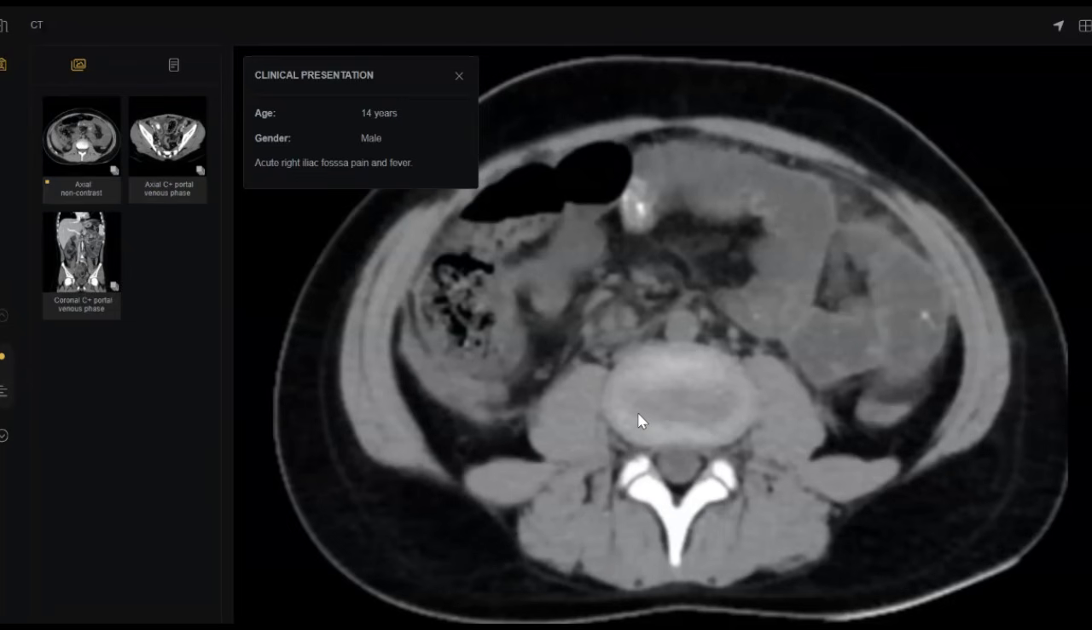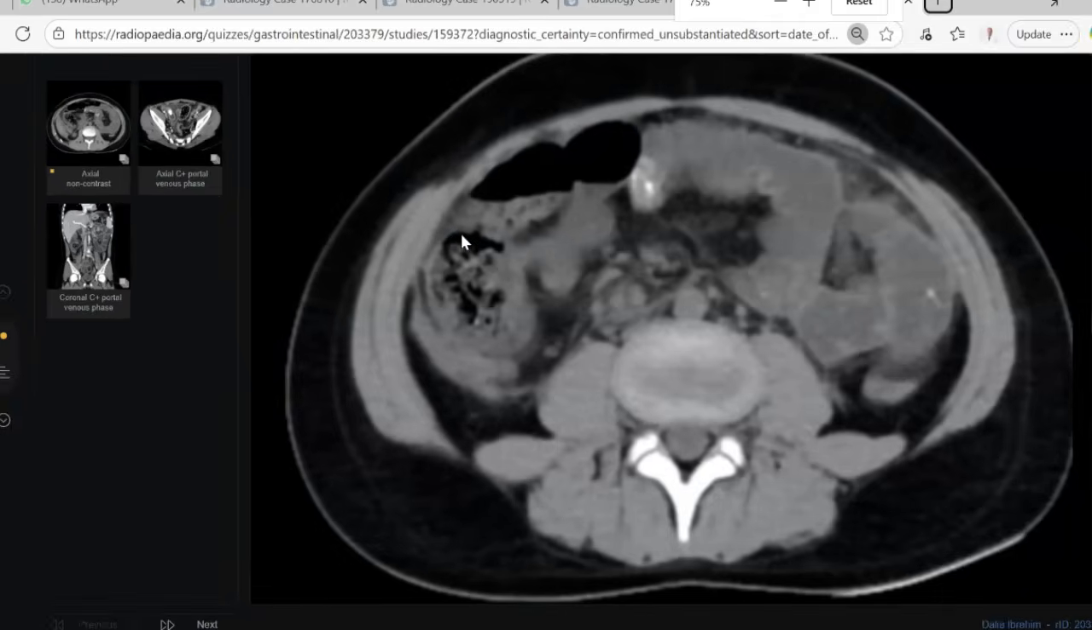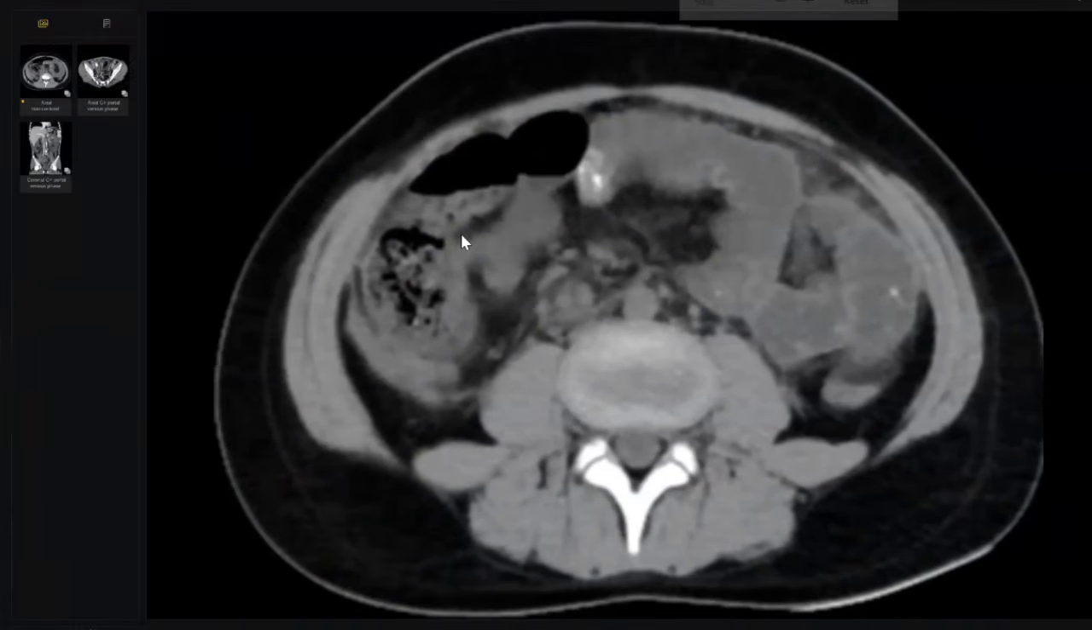Doctor, this is a 14-year-old male patient presented with acute right iliac fossa pain and fever. Go on. Okay, sir. Yes, I'm provided with a CT scan of the abdomen without contrast.